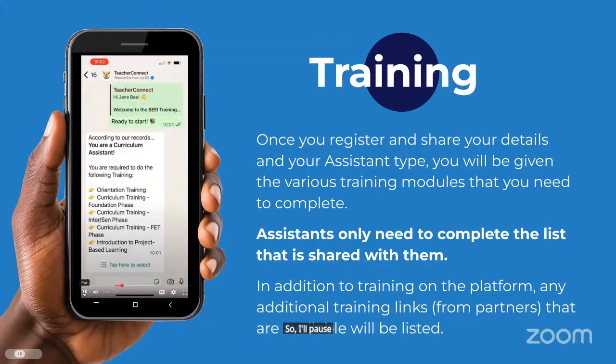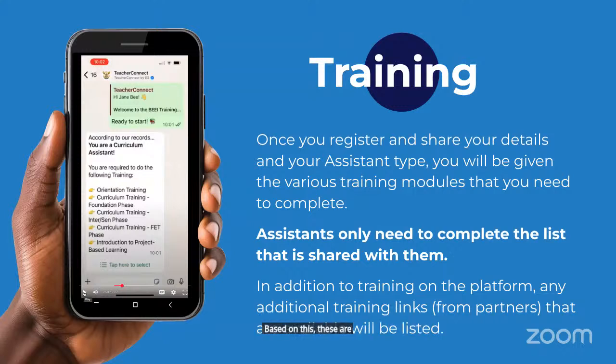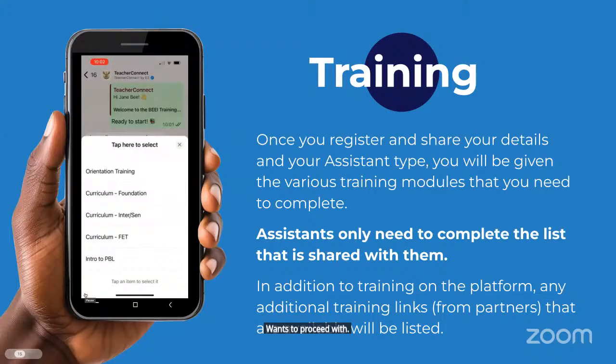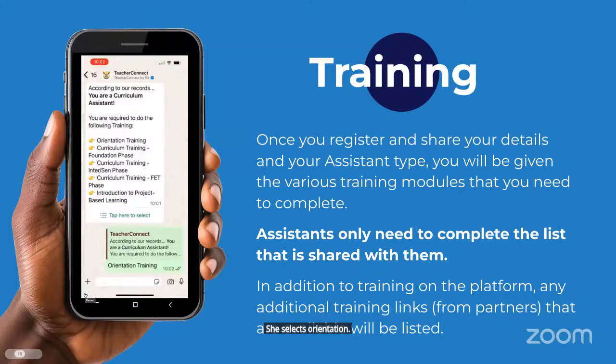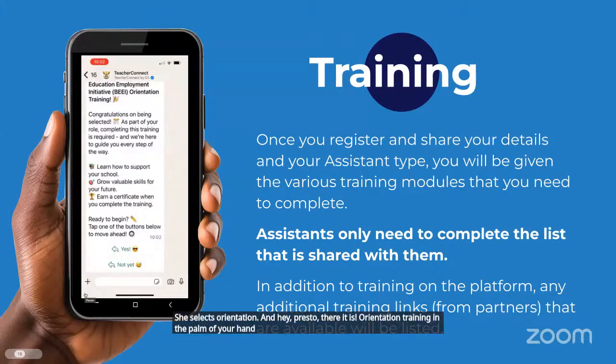So I'll pause here. You'll see then she receives a message from us saying, according to our records, you're a curriculum assistant. Based on this, these are the pieces of training that you need to do. So there she's got her list of training, and then she's able to tap and select which piece of training she wants to proceed with. There's her list of training. She selects orientation. And hey, presto, there it is. Orientation training in the palm of your hand. It's as easy as that.